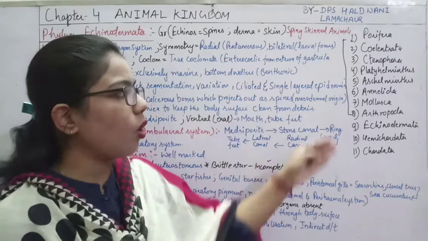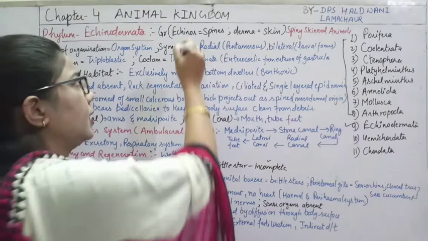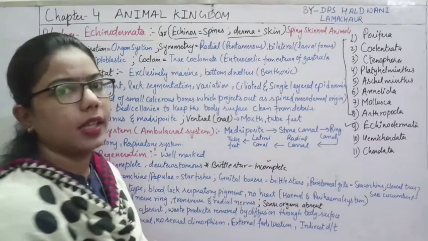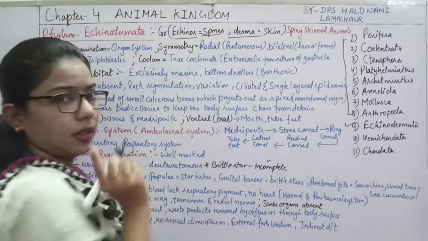So today we are going to start the 9th phylum, that is phylum Echinodermata. It's a Greek word, taken from two words, echinos as well as derma. Echinos means something related to the spines. Whenever we are talking about the word echino, it means that spines are present there. And what is the meaning of derma? It means the skin.